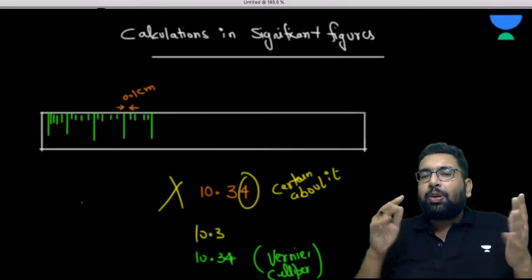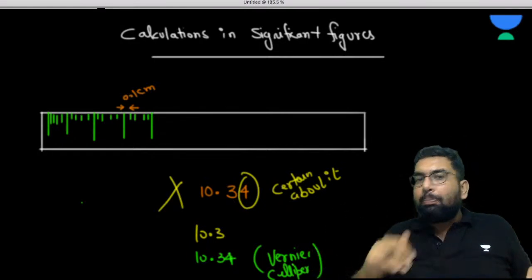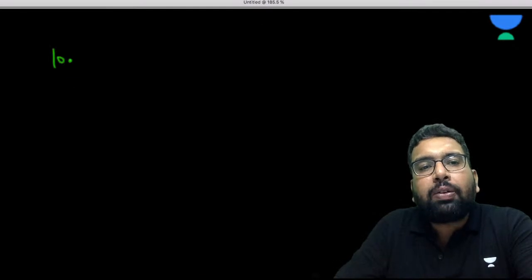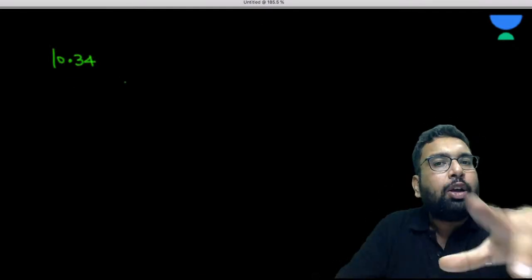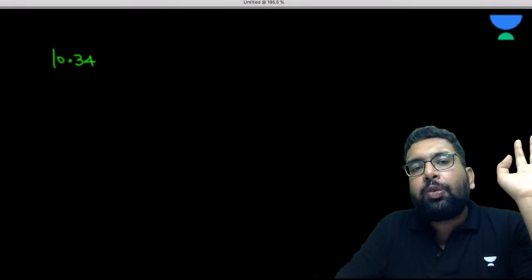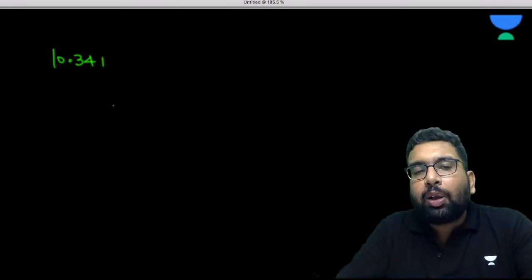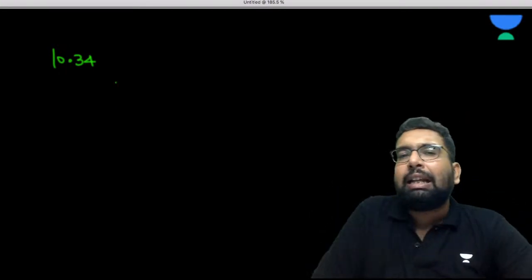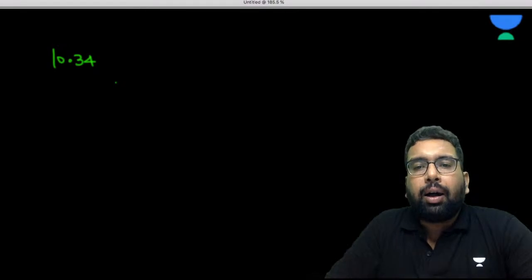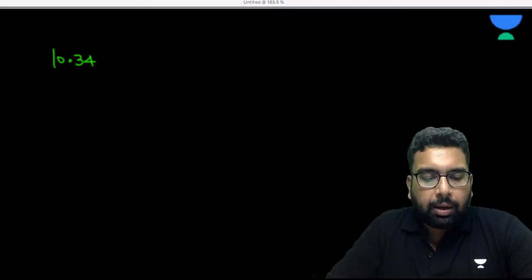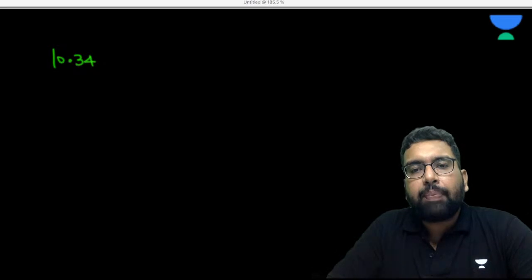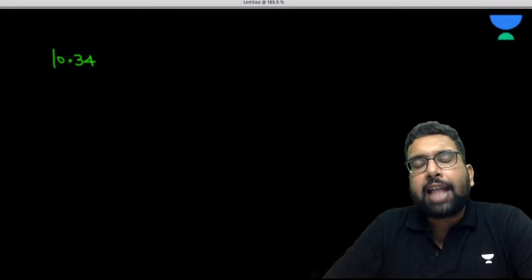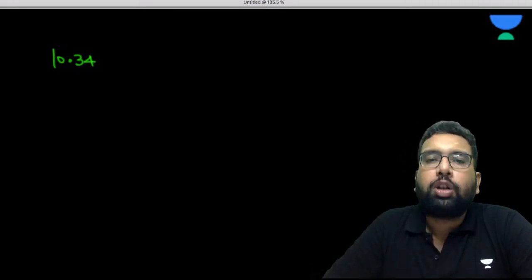Okay, this is what we are assured of. This is the correct measurement. But if you measure with the vernier caliper, can you write 10.341? Up to 10.34 we are assured. But can we write 10.341? No, sir, we cannot write it, because although by doing something we can decrease the least count of the vernier caliper, the general vernier caliper that is available in the market has a least count of 0.01.